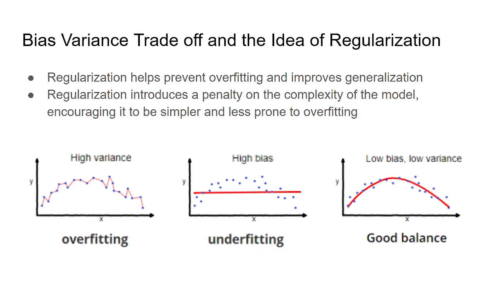Because in the three diagrams we are seeing that there are three models with different complexity levels. जो first वाला है उसमें your model is so complex कि it has just memorized all your data. In the second one maybe your model is too simple. So we try to find a balance. So regularization is introducing a penalty on the complexity of your model. It encourages your model to be simpler and to be less prone to overfitting.